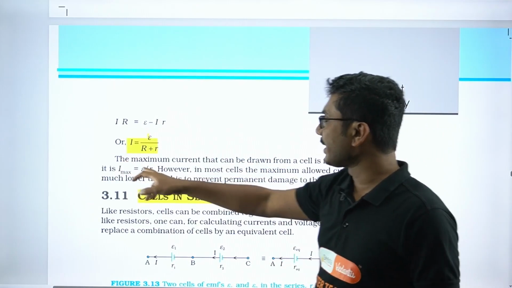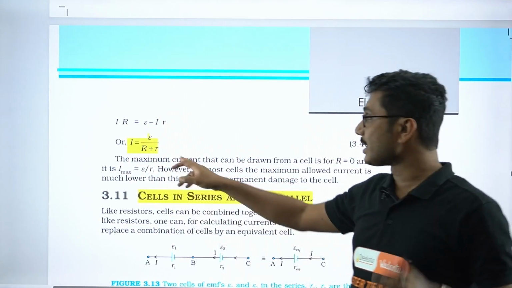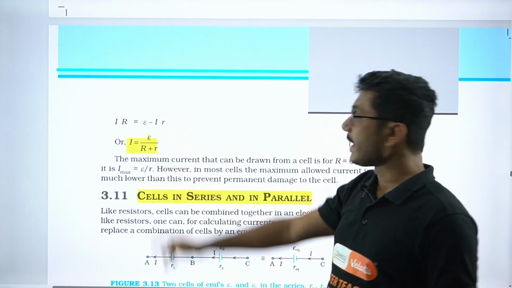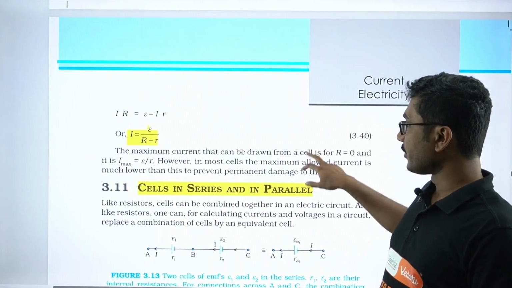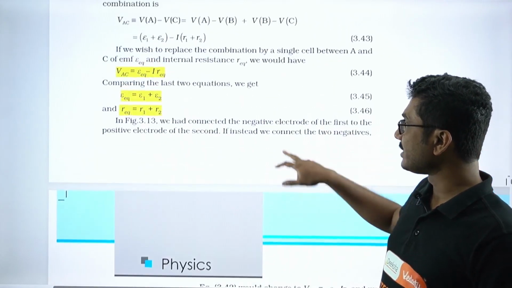So the current in the circuit can also be written as I equals epsilon divided by R plus r. Here R is the external resistance, the external device which is actually burning the energy, and small r is the internal resistance. Now, cells in series and parallel are very important, especially cells in parallel.